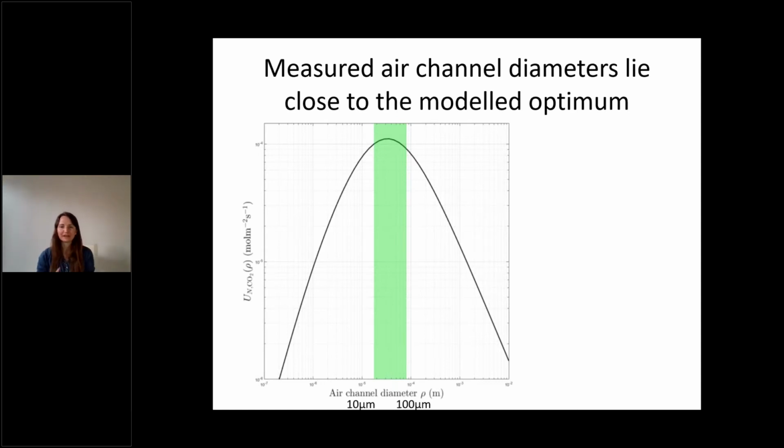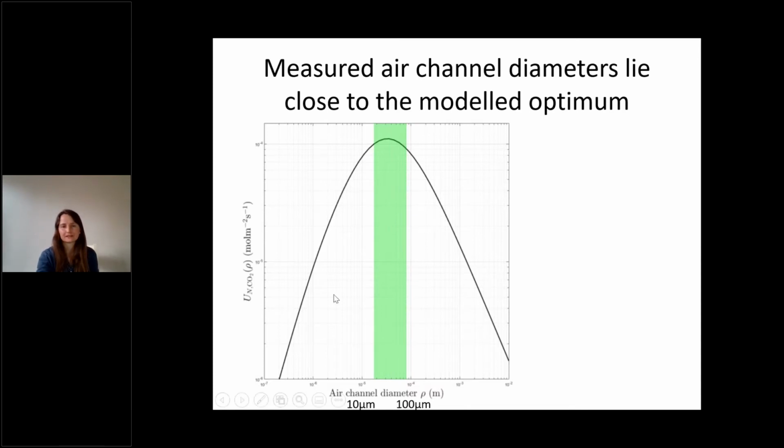So just for the benefit of those who don't like to think about airspaces in meters, this range is sort of between 10 microns and 100 microns. And the values represented here are from a set of wild type Columbia airspaces. So obviously there is quite a big range that we can see there.